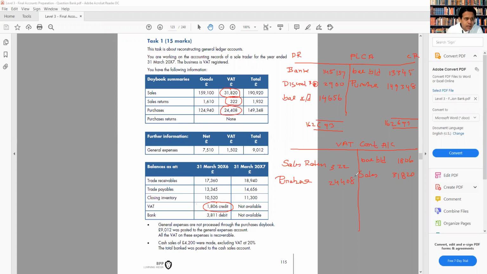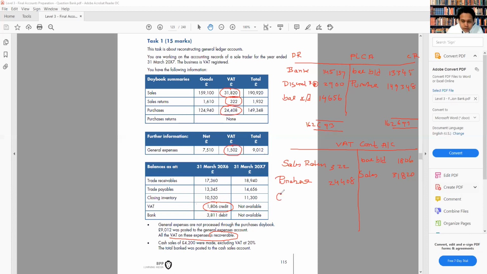Now, the next one we have the general expense, and the question said to me that the expense I make on the general expense is not included in the purchase, that is outside, and the VAT is also recoverable. So I can claim the VAT whatever I make on the general expense. So the VAT I have spent on the general expense, I can claim it back. So that means this VAT will be possible to recover.